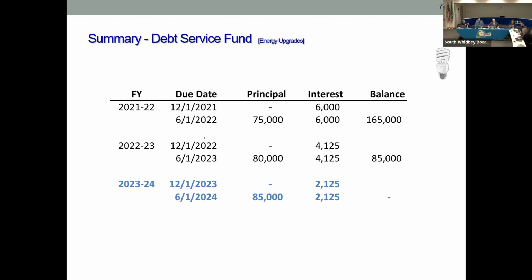Gotcha. Thank you. So our last payment, in December, we pay an interest payment, and then next June, we will pay the final payment, and then this one will be done.